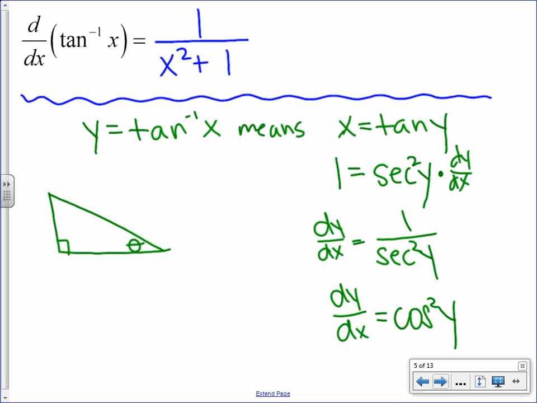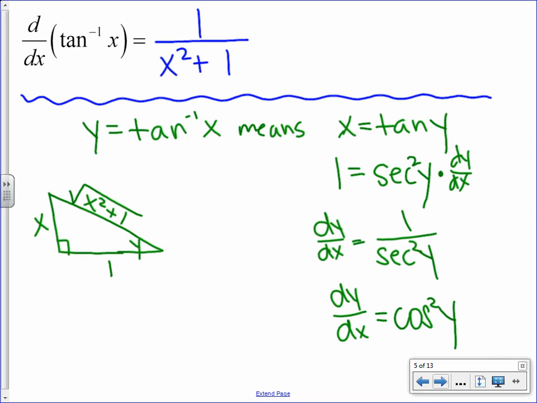It's a relation of triangles, right? The tangent of, excuse me, this would not be theta. The tangent of y is x. So our opposite over adjacent ratio should be x. Correct? All right. What does that make our hypotenuse? The square root of x squared plus 1. We do the Pythagorean theorem.